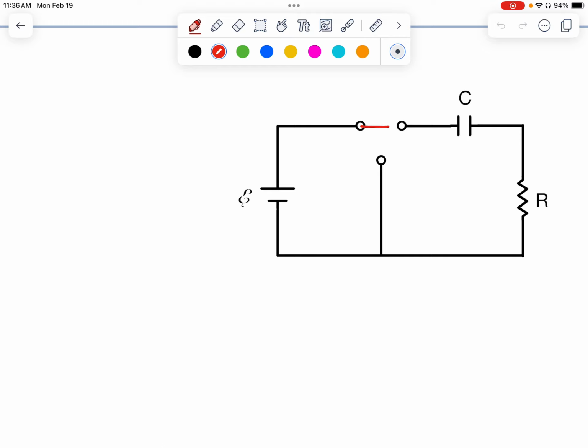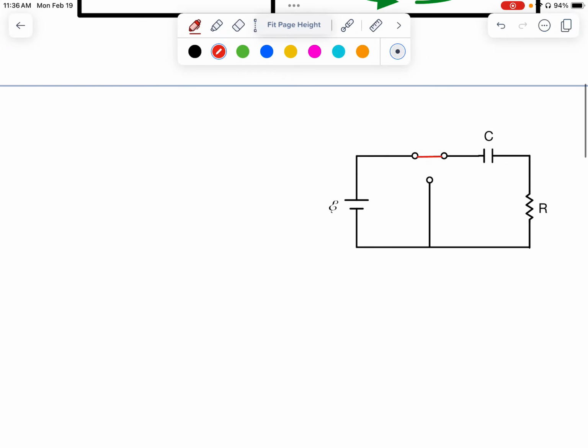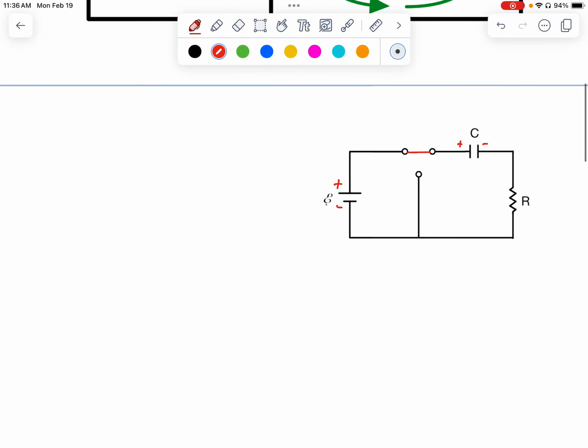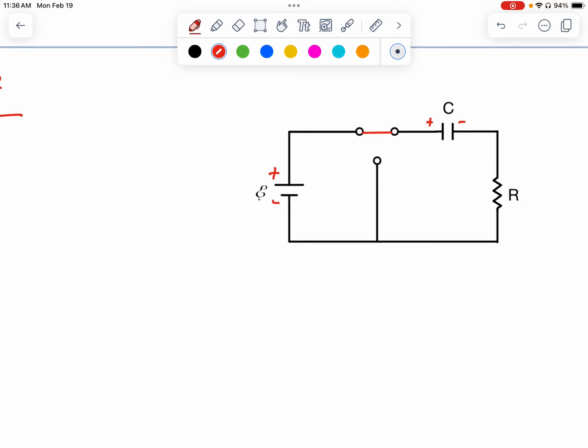The first thing I'm going to do is connect over here so that I can charge the capacitor. What's going on here is you have the positive terminal and the negative terminal. As the capacitor charges up, we're going to get a positive side and a negative side accordingly. If I apply Kirchhoff's voltage law, I'm going to make my little loop and go around this way.